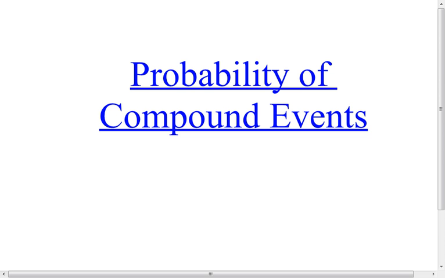All right, now we're going to move on to some other kinds of probability. Probability of some compound events, some things that have to happen either simultaneously or after each other or whatever, and we'll talk about this in a minute.